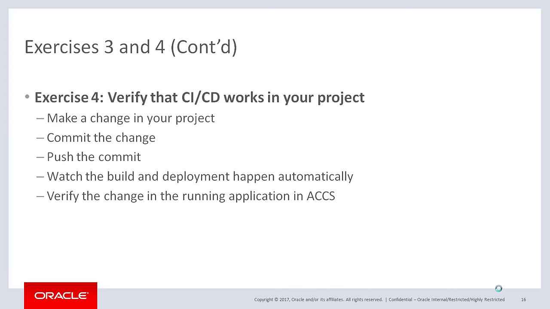Complete Exercise 4 after you finish Exercise 3 to verify that continuous integration and continuous deployment work in your project. In this exercise, you'll make a change in your project. An edit to the index.html was suggested in the homework. That'll be visible in the rebuilt, redeployed application. Commit the change, push the commit, and watch the build and deployment happen automatically. Then verify that the change you made in the source code is present in the application running in your ACCS instance.